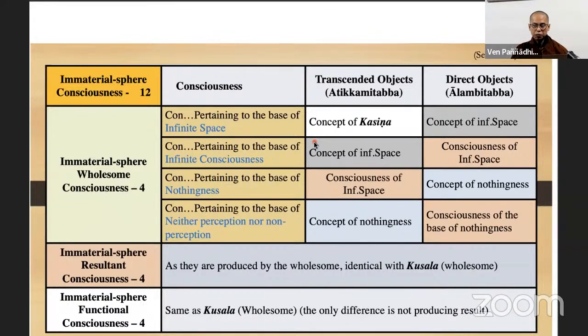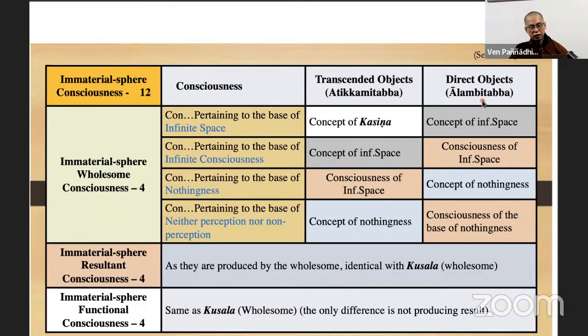So for the Arūpa jhana practice, two types of object are classified. But if you are thinking, oh, very difficult, just keep in mind that I have to come back here. The object to transcend is called the transcendent object, Atikamittava. And the object to keep in mind is called the direct object, alambitava. Two types of object here. In the Arūpāvacara Citta, it's easy. We already identify the object, focus on it and practice, then attain the Arūpāvacara jhana. So only the alambitava, direct object.